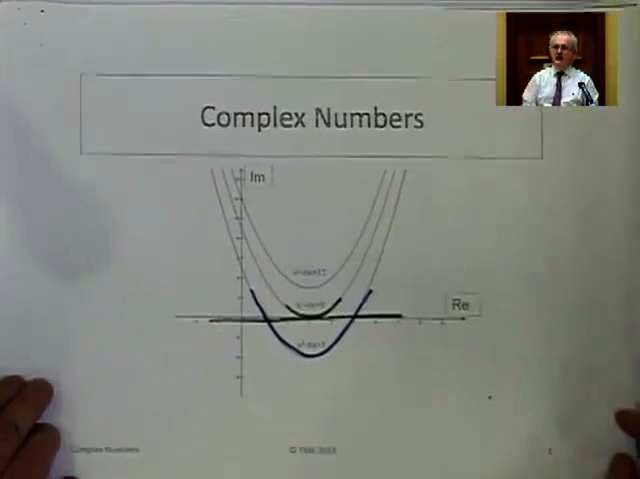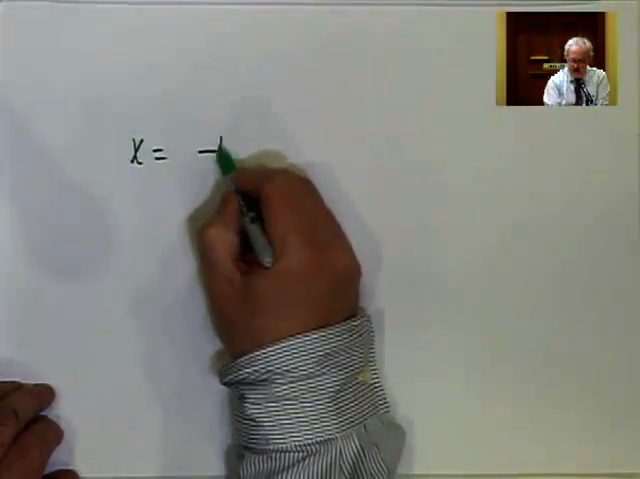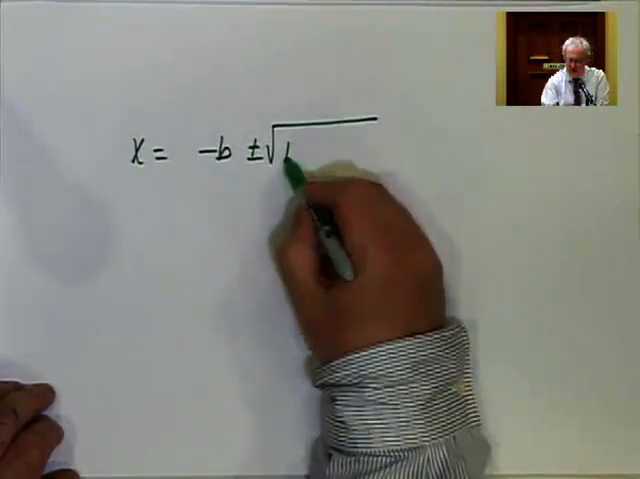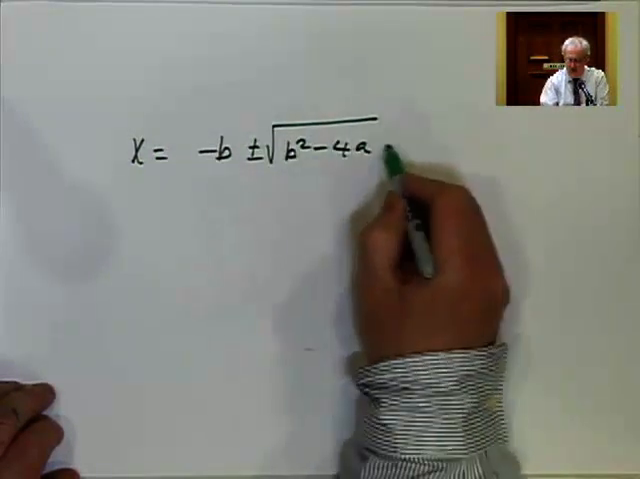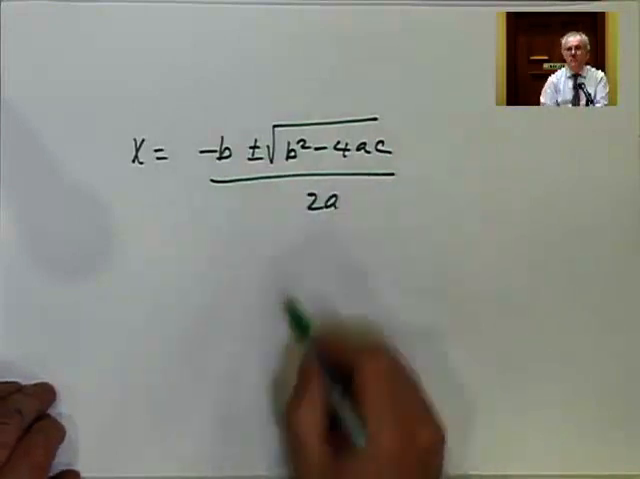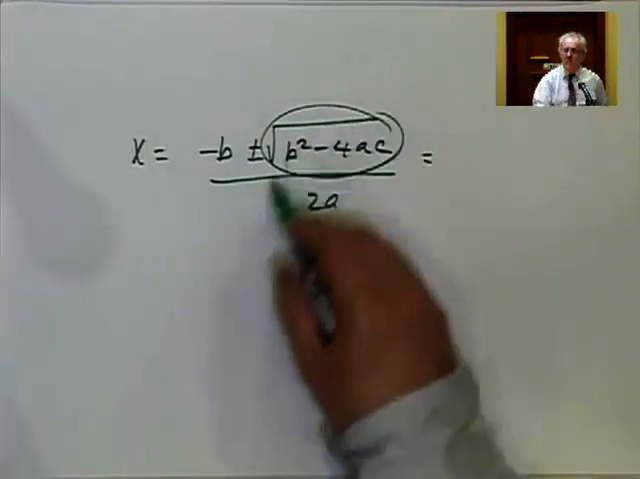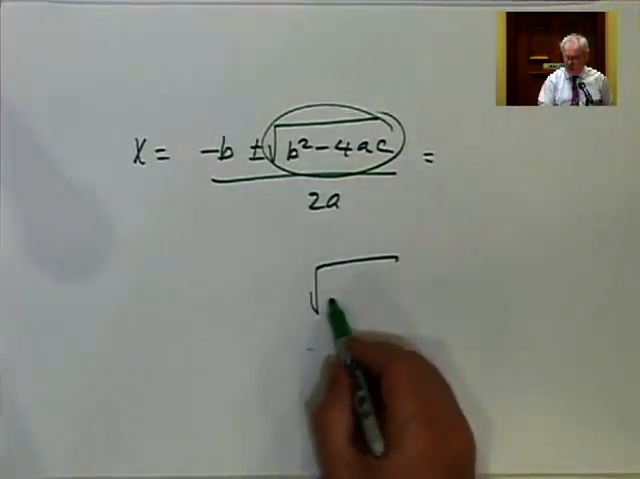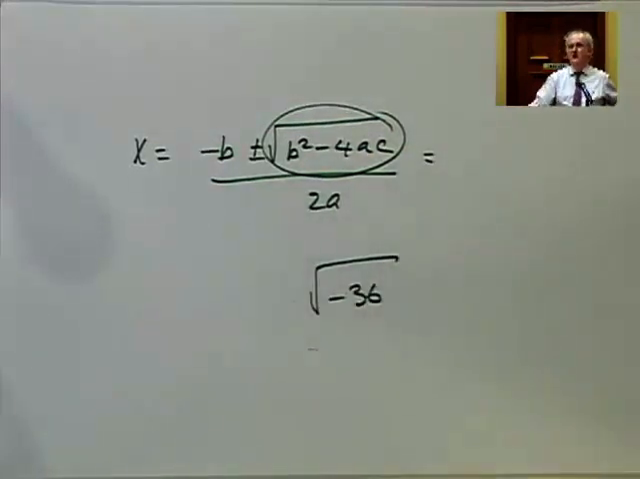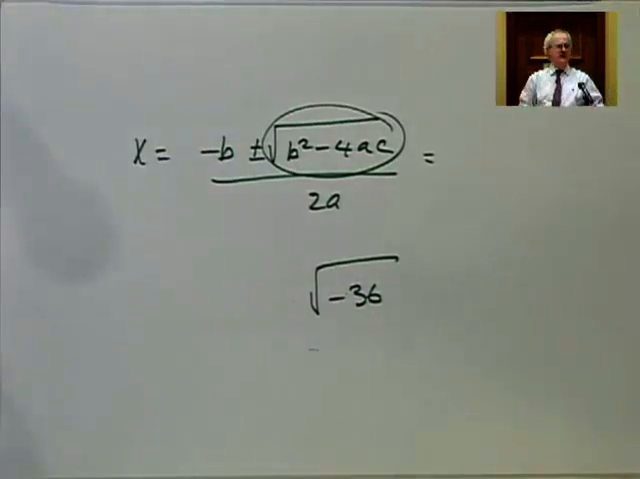And yet we say, well, we can still solve it, because we start looking at x equals minus b plus or minus the square root of b squared minus 4ac, over 2a. And we find that this part here, the square root part, turns out to be minus something. And we say, how do we deal with the square root of a minus number? Where did this all come from?